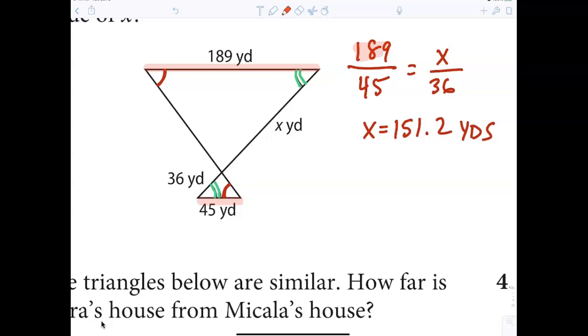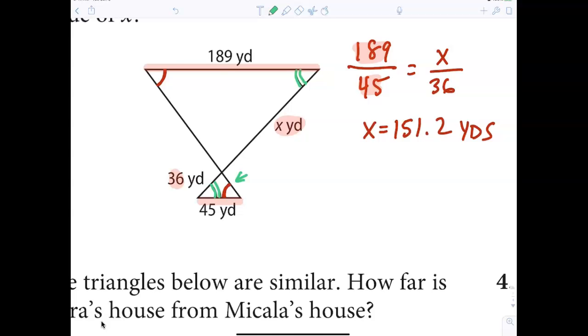He said the large over the small is going to be equal to the large over the small. The problem is, how did I know that x went to 36 instead of x maybe going to this side right here? This is how you have to figure this out. So let me show you just to make sure, even though some of you probably already know.